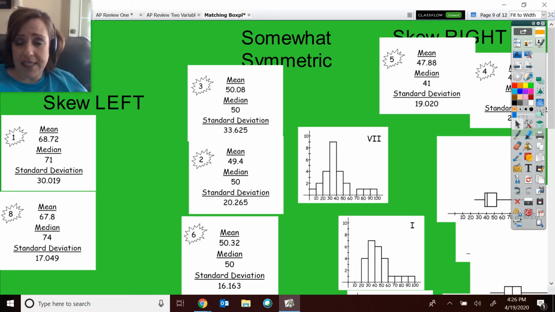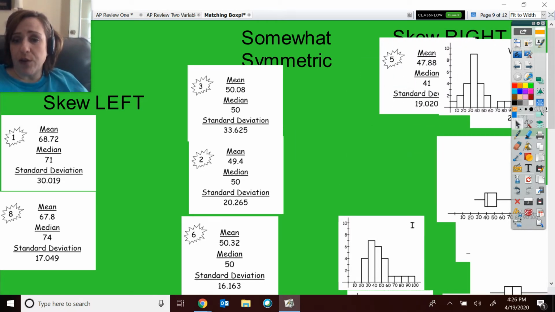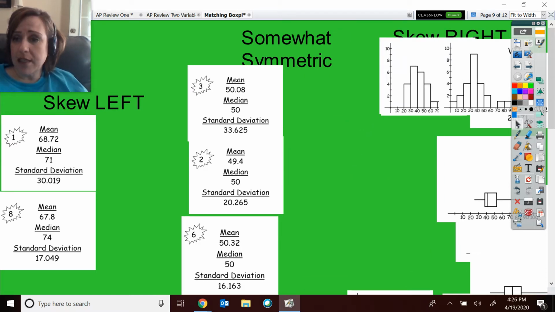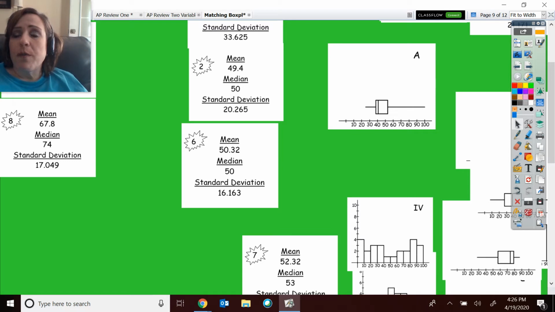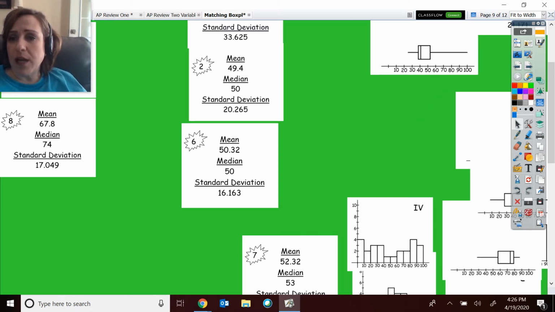Now let's take a look at these histograms. Again, here I have the tail on the right, so I'm going to put that over here in the right. Here's another skewed right. Let's look at this box plot here. I'm looking at where the stretch is, and here from the median to the right, that is a stretch to the right, so I'm going to put that to the right.